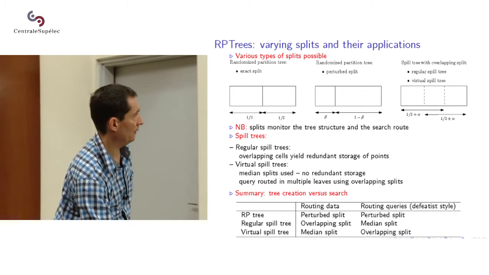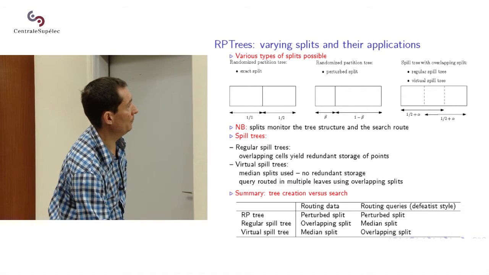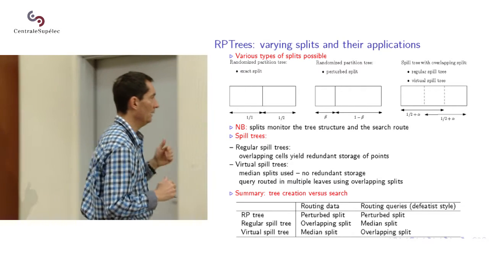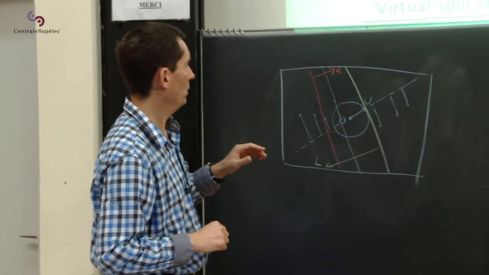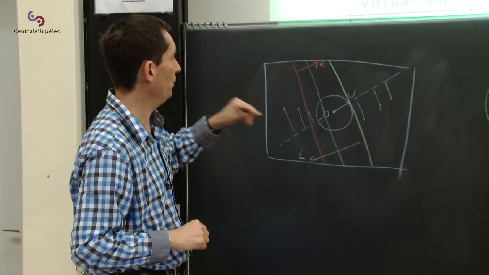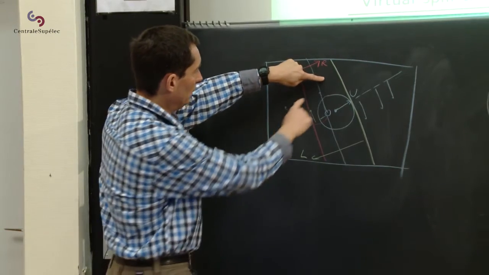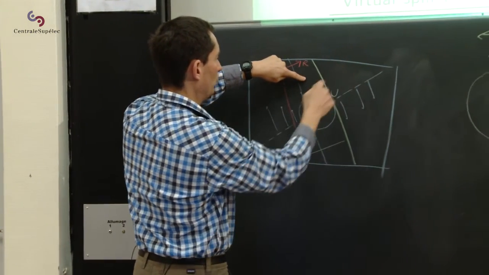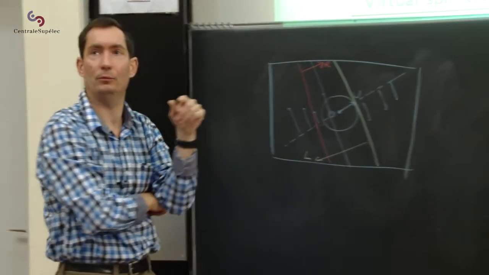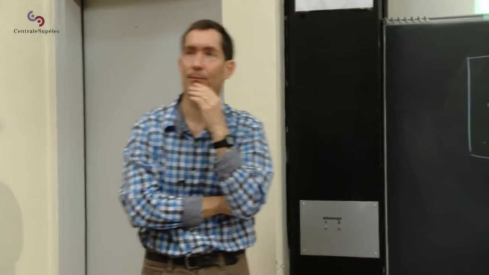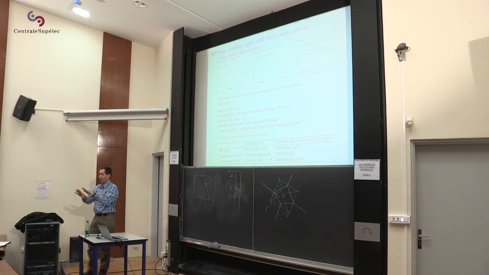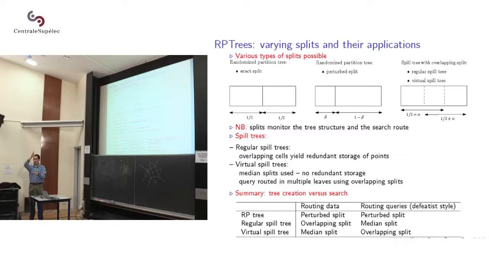We are using a median split, but when routing the query, if we are querying for a point which is falling here, we'll run the query in the right subtree, but we'll also run the query in the left subtree. Is it clear for everyone, the distinction? It's very simple. You have a direction, you have the median, and around the median you have a band. To the left of the band the points go into the right subtree, and to the right of the band the points go into the left subtree.